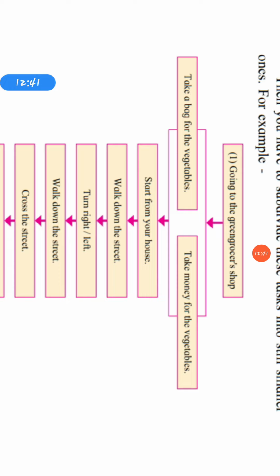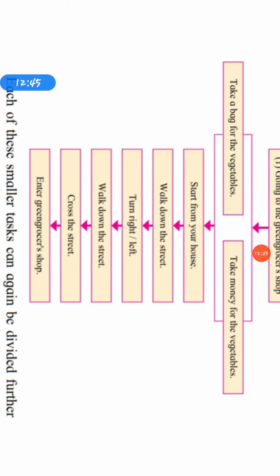First, you take the bag and money for the vegetables. Then you start from your house. Then you walk down the street, then take a right or left, wherever the greengrocer shop is. Then again walk down the street, cross the street if needed, then enter the greengrocer shop. Okay, that first step has been done.